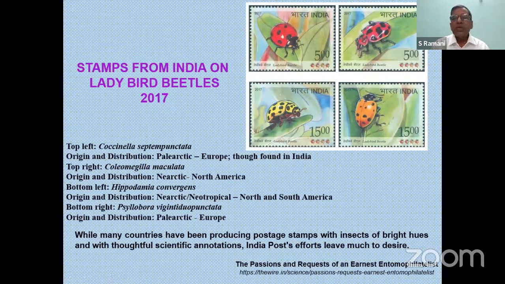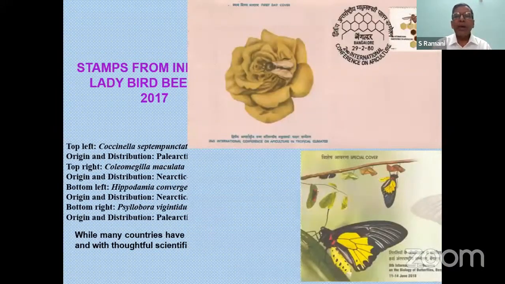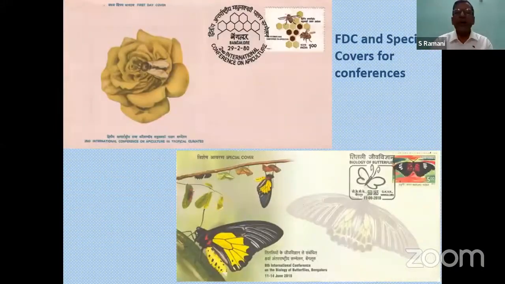A large number of ladybird beetles, more than 600 species, are there in India, but none of them have been featured, which is very, very unfortunate. It also goes to show that in producing stamps, we are lacking in not consulting experts. I have also written an article, Passions and Requests of an Earnest Entomophilatelist, in The Wire. Those of you who are interested can look at this article to get more details about these stamps.